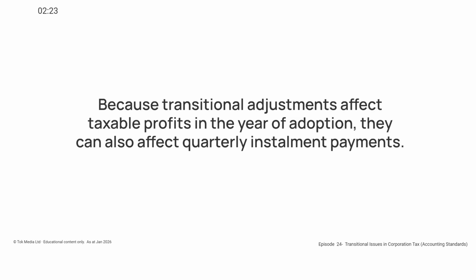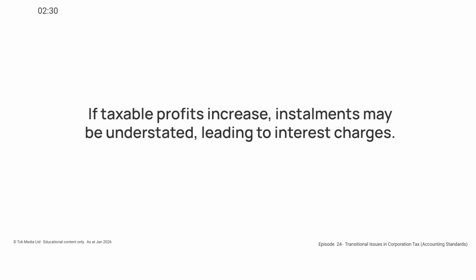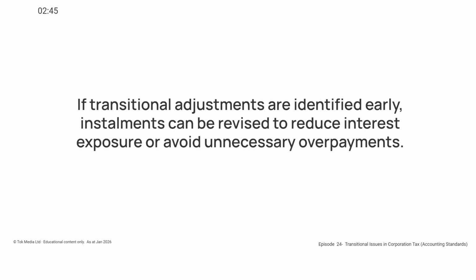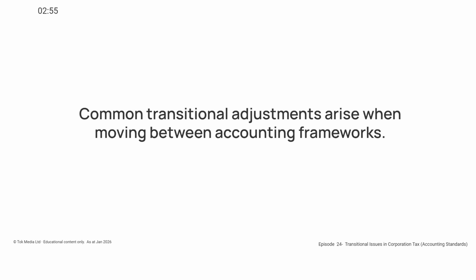Because transitional adjustments affect taxable profits in the year of adoption, they can also affect quarterly installment payments. If taxable profits increase, installments may be understated, leading to interest charges. If taxable profits decrease, installments may be overstated, affecting cash flow. Timing, therefore, matters. If transitional adjustments are identified early, installments can be revised to reduce interest exposure or avoid unnecessary overpayments.